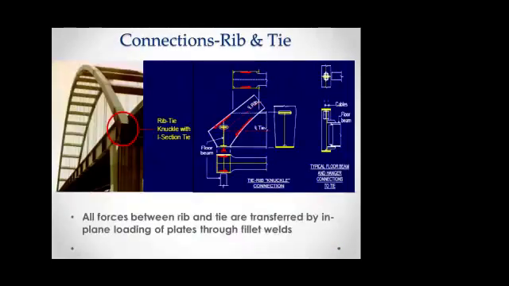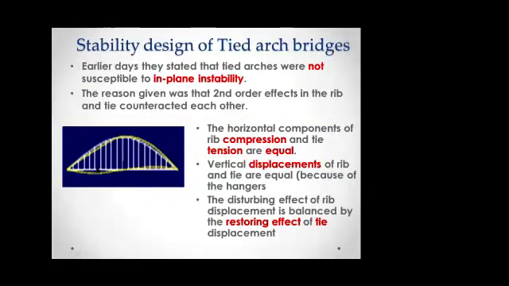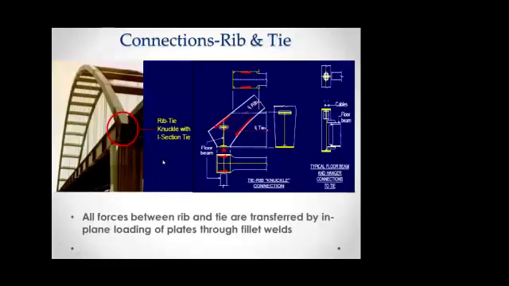Similarly, if you have the box section on the girder, the force will be properly transferred. All the force between the rib and the ties is transferred by the in-plane loading of the plate through the fillet weld. This can be achieved by using the I section and the box rib. We will be using the fillet weld, and all the force will be transferred by the in-plane loading of the plate. So here you have seen the connection.